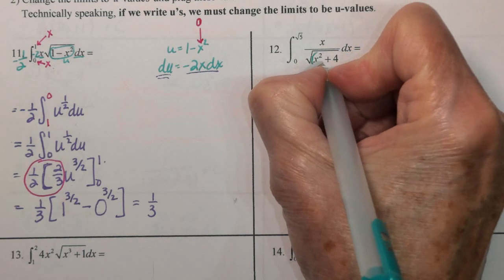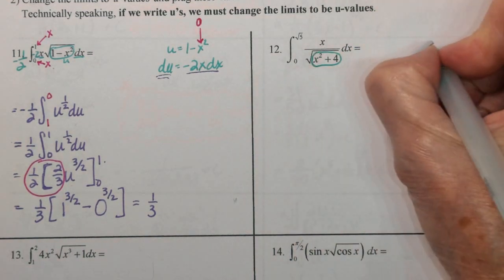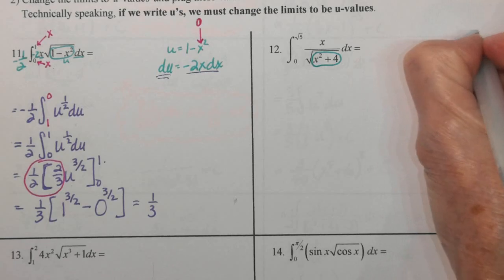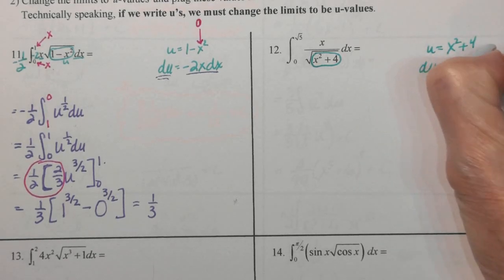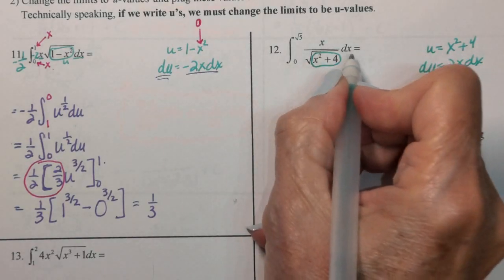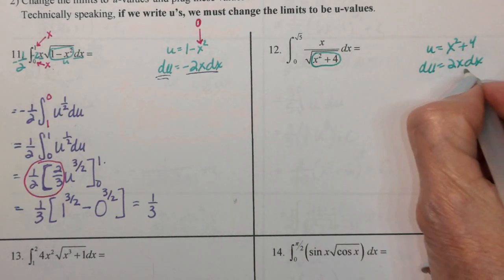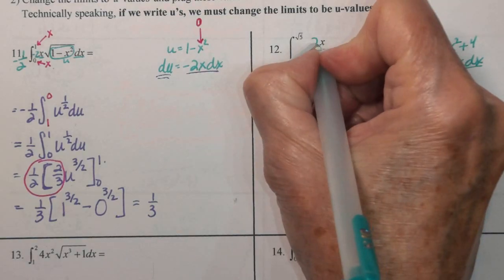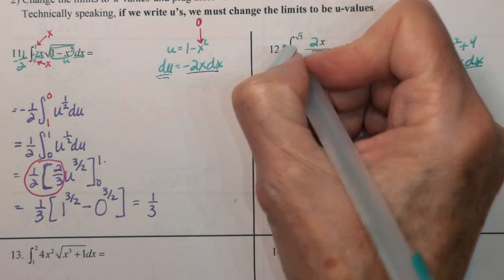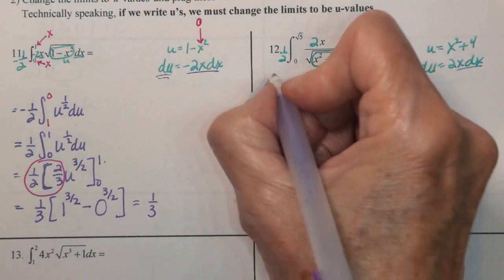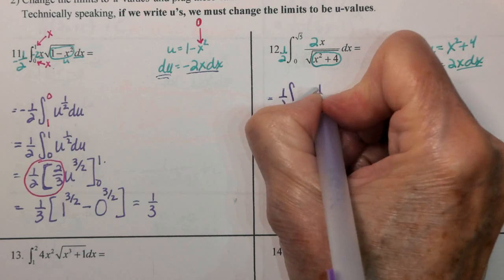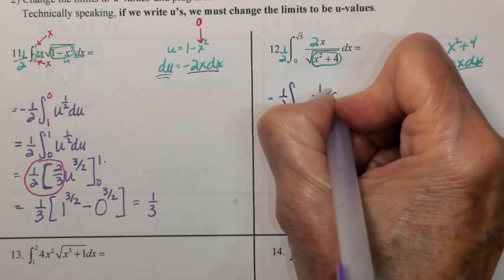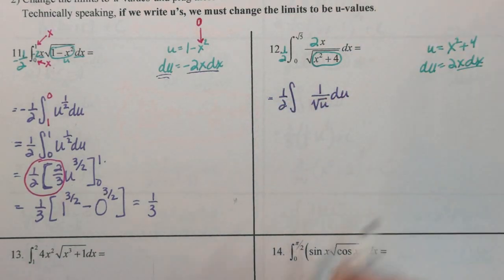Okay, I'm going to let u be x squared plus 4. du is 2x dx. The x dx is there, the gift from Santa, but I need a 2, so I'm going to multiply by 1/2. And my integral is 1/2 the integral 1 over square root of u du. But what is my new upper boundary?